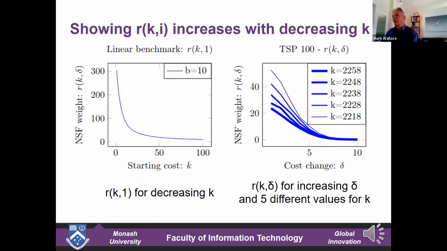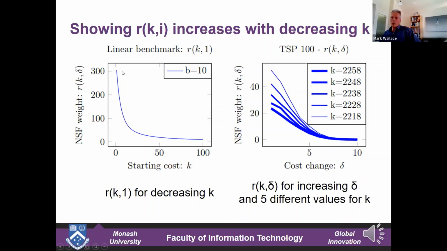We can show that RKI does increase with decreasing K on a whole lot of benchmarks. So here we're taking, instead of insisting that RKI is the same for all values of I, we need that RKI must increase as K gets nearer the optimum. Because if RKI decreased to 1 as you got near the optimum, then you would be guaranteed to be worse than blind search.